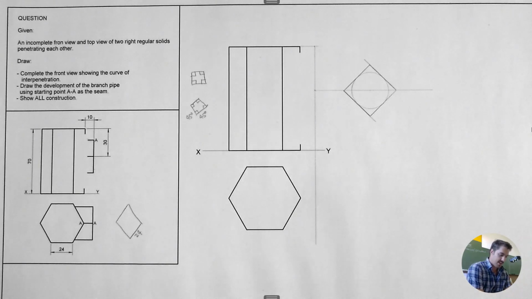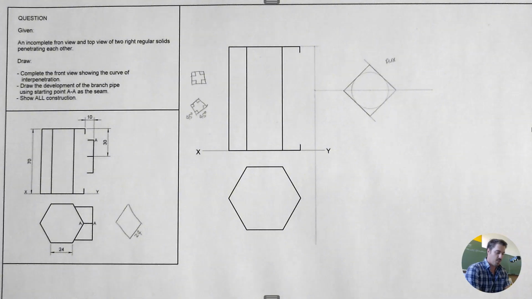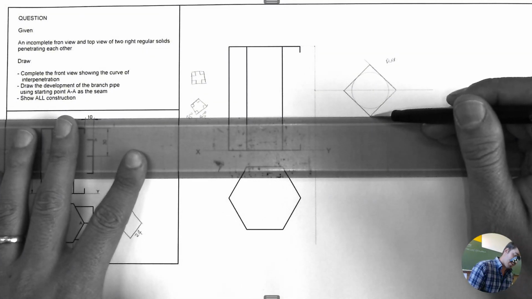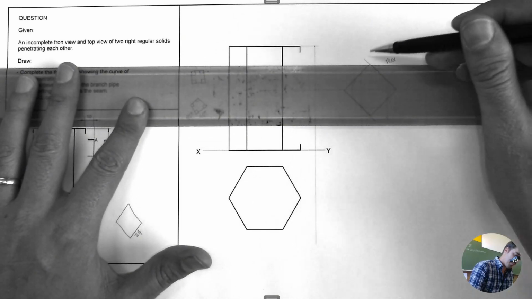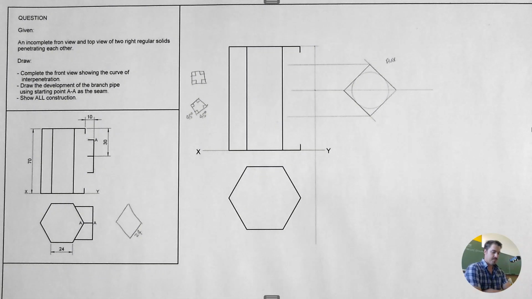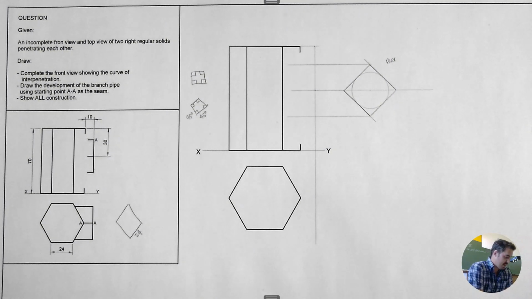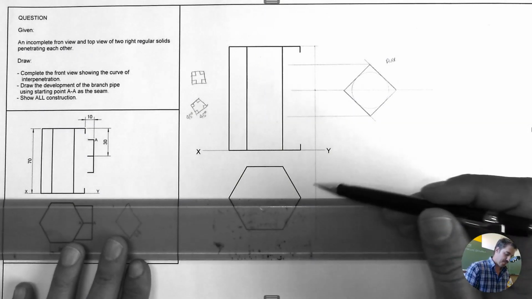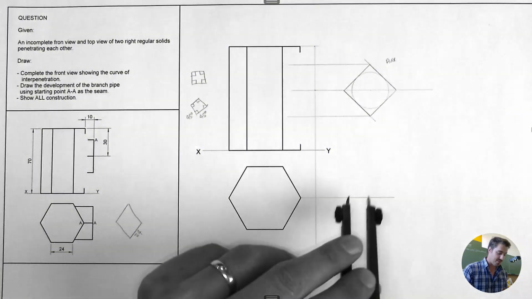Alright, so that is going to act as the auxiliary view for the branch pipe. So now you can take these points and start projecting them in. Okay, so I know somewhere on the inside is where the interpenetration happens. But before I can do that, I need to complete the top view. So I'm projecting a midpoint out. I'm doing exactly the same that I've just done.